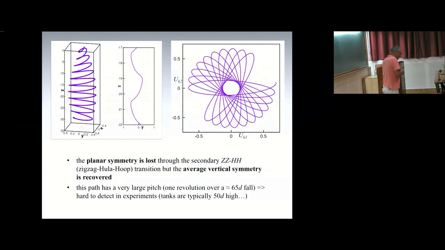Well, the reason why this was not observed previously in experiments is quite simple. This path has a very large pitch. It takes more than 60 times the disk diameter to perform a full revolution. And most experiments have been performed in tanks which were only 50 diameters high. So you need a very, very high tank to really see this trajectory in a laboratory experiment. And by the way, we had to run this computation for probably 3 months to see it.